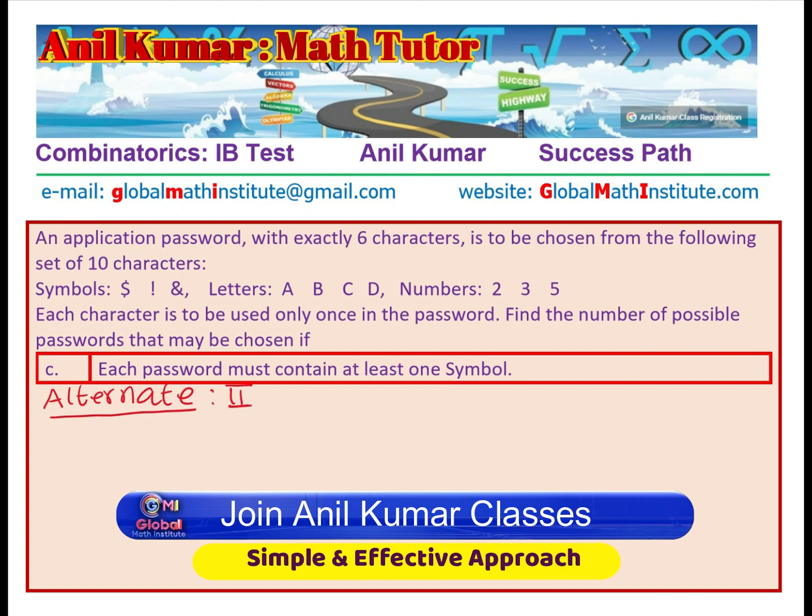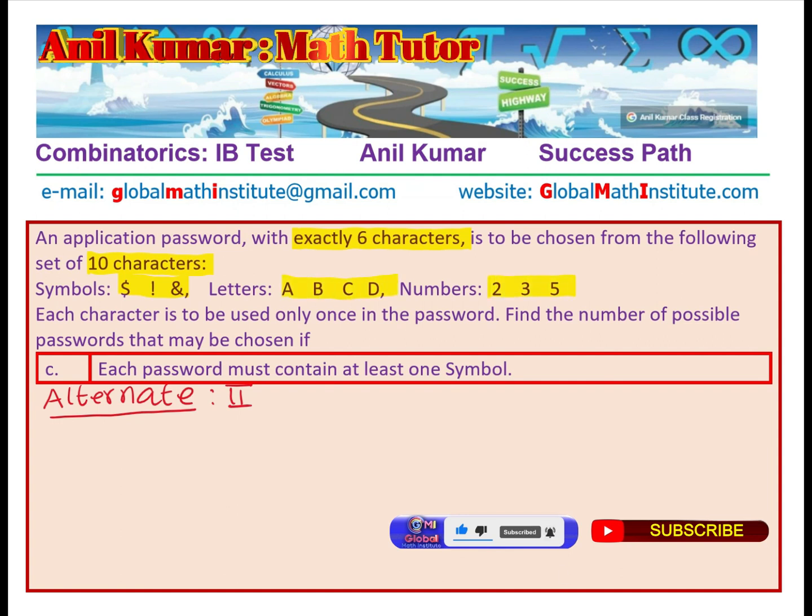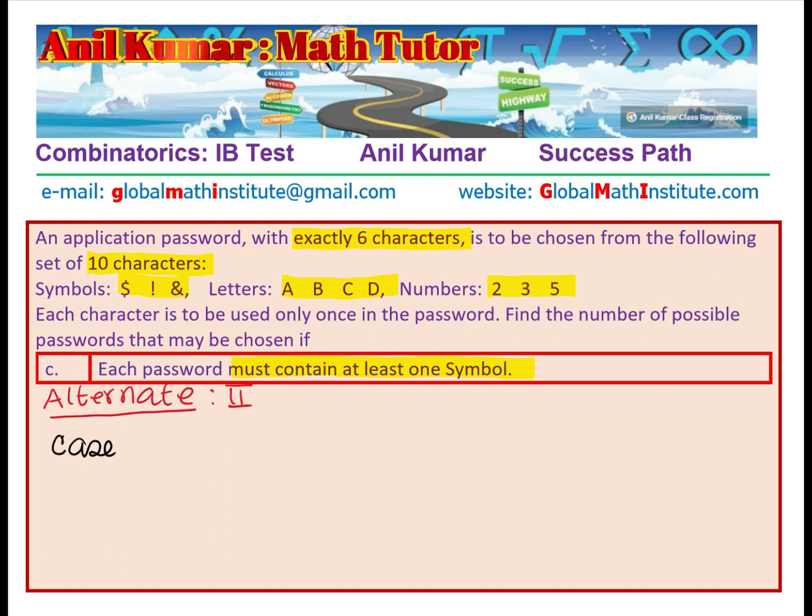Now, once again, we have to find the number of passwords with exactly 6 characters, right? Chosen from 10 characters, given symbols, 3 of them, letters, 4 of them, numbers, 3 of them. Each password must contain at least one symbol. It means we can look into different cases, right? So, case 1, case 2, and case 3. So, many times we adopt this method of case study. So, in case 1, we can have one symbol.